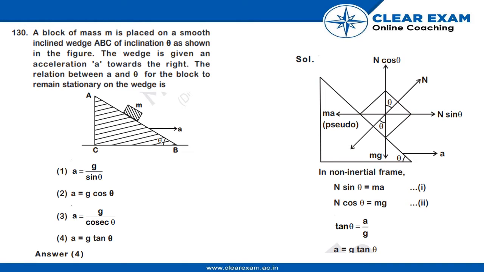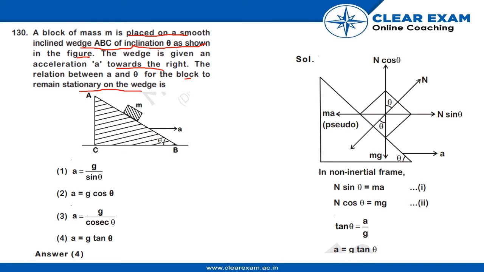Now, in the given question, we have a block of mass m placed on a smooth inclined wedge ABC of inclination theta, as shown in the figure. The wedge is given an acceleration a towards the right. The relation between a and theta for the block to remain stationary on the wedge is.